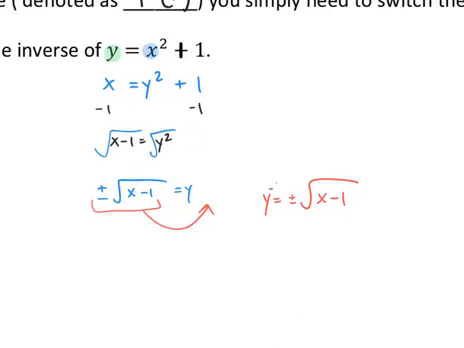But what I need to do that's going to be important is I now need to label this as y inverse, y to the negative 1. That tells us that these two equations are inverses of each other. And anytime you switch x and y and resolve, you have found an inverse. So x squared plus 1's inverse is plus or minus the square root of x minus 1.